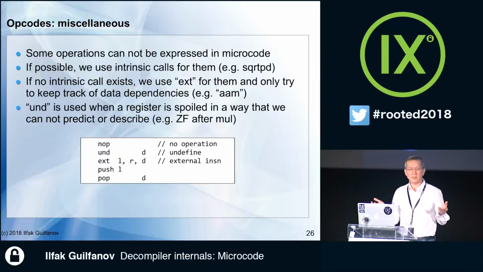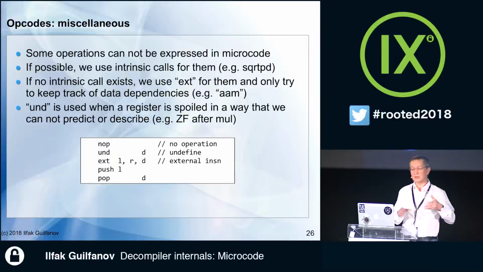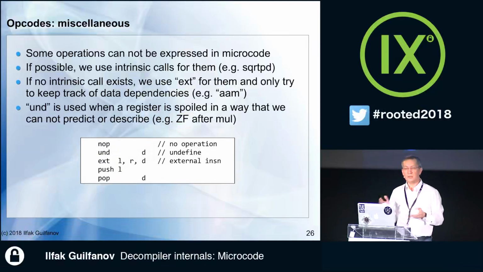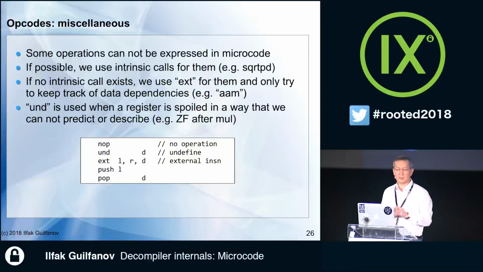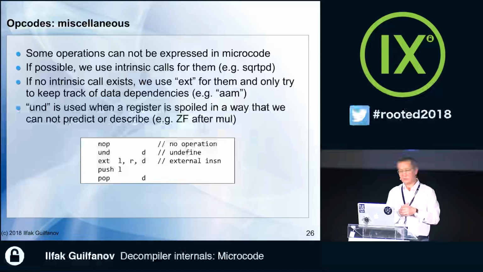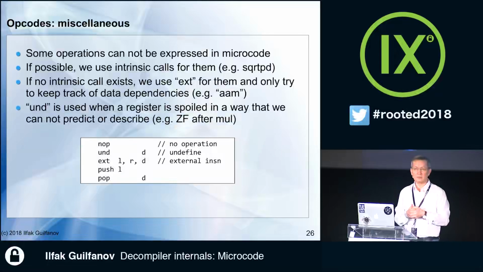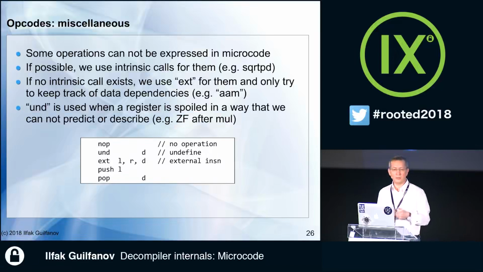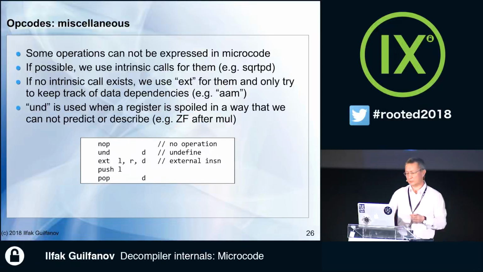An external instruction is something that the decompiler does not know anything about. It just knows that it has two operands, left and right, and the destination. We need these operands to carry out the data flow analysis, but otherwise it's a kind of black box for us. We don't know anything about it. And finally, we have the undefined instruction. I did not tell about it. It is about saying, for example, that some particular register is spoiled at that moment. That's what we use. That's it.